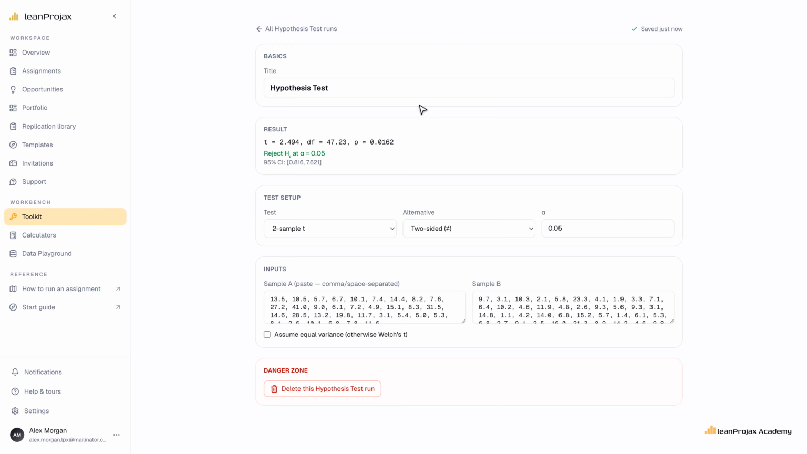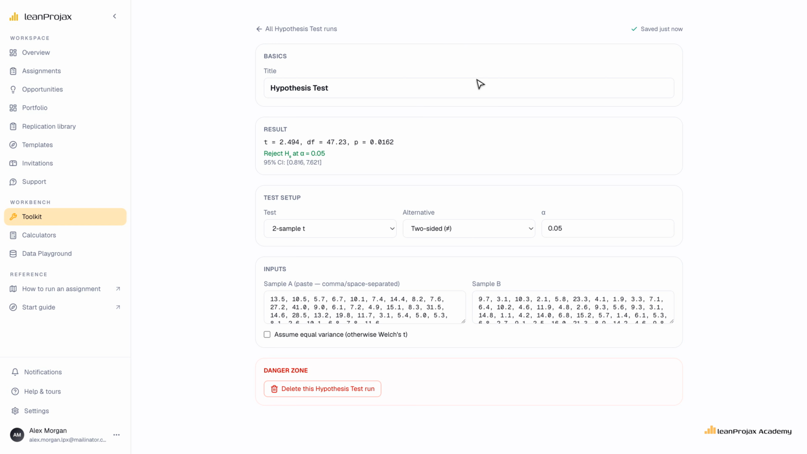Sample A is every billing ticket's first response time. Sample B is every mobile app tickets. 33 numbers and 46 numbers. The groups don't have to be the same size. And notice what stays unchecked. Assume equal variance. Left off, the tool runs Welch's T, which doesn't assume the two groups are equally spread out. That's the safer choice, and it's the right one here.